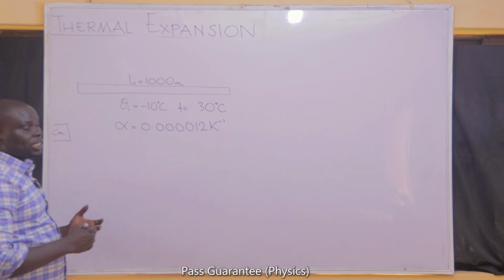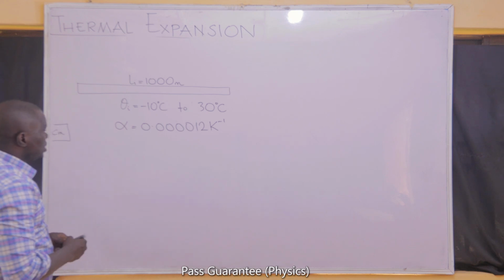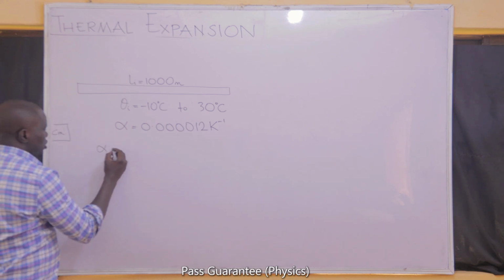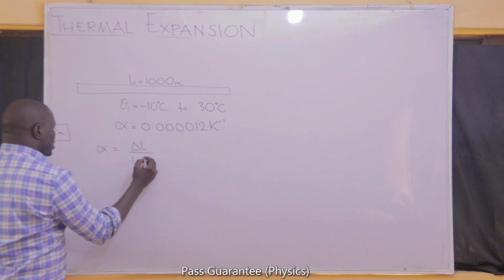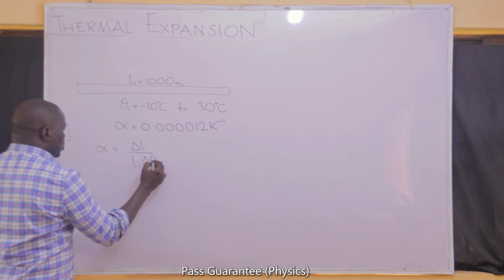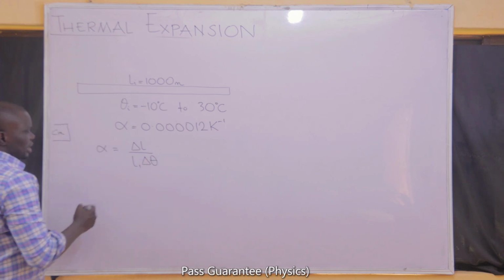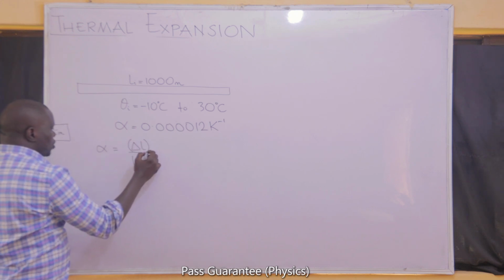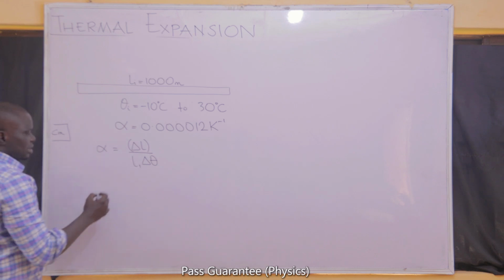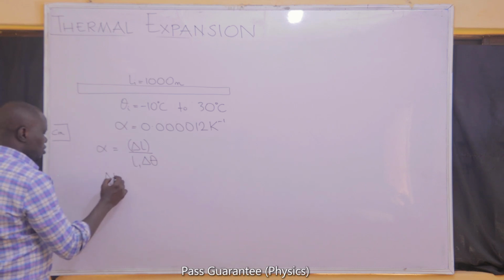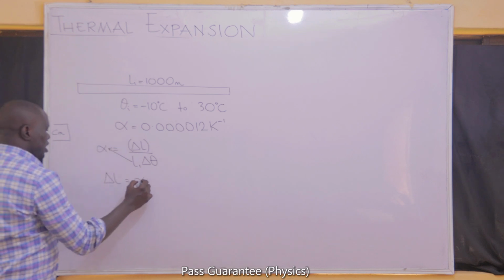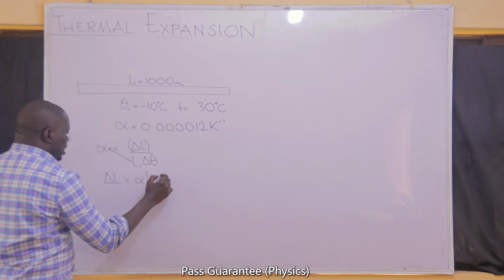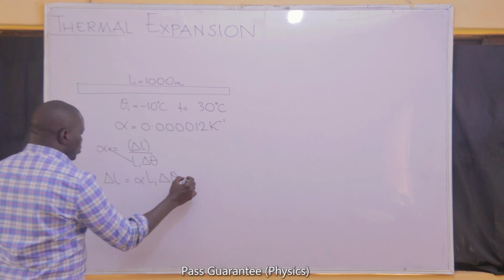To do that, all I need to do is to express my linear expansivity as the change in length all over the original length multiplied by the change in temperature. The change in length is what this question wants me to find, the increase in the length. If I make it the subject of the formula by cross multiplying, I will have the linear expansivity multiplied by the original length multiplied by the change in temperature.